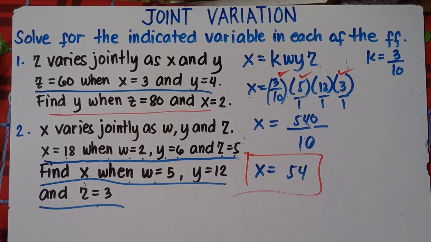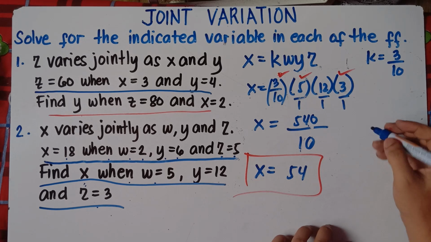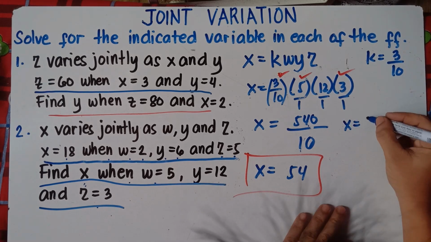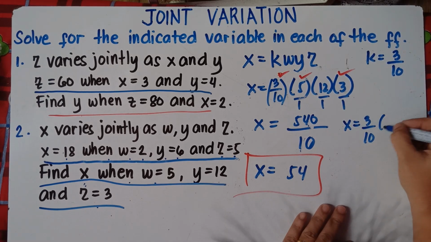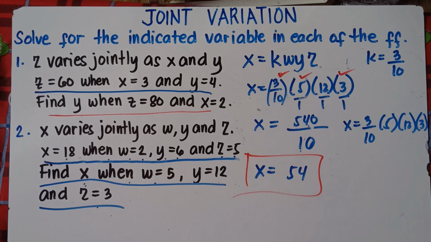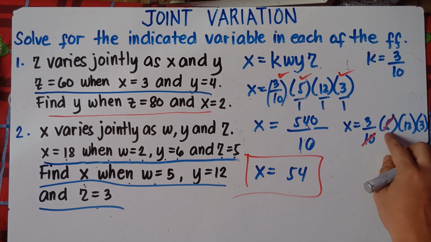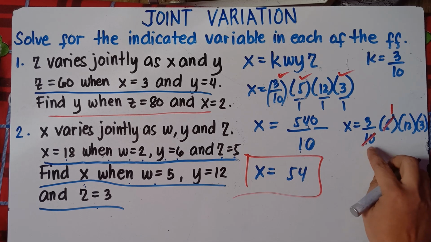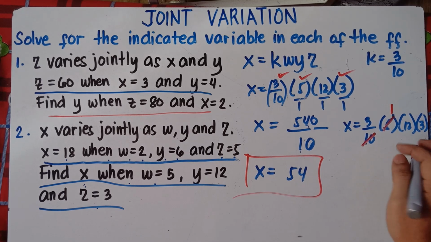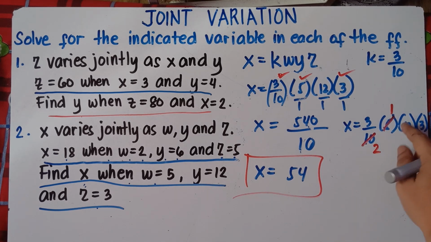Now, the second solution, class. What will be the second solution, sir? So, x equals 3 over 10 times 5 times 12 times 3. You can actually cancel this out, class, 5 and 10. You can divide 5 divided by 5, that is 1. 10 divided by 5, that is 2. So instead of 10, we reduce it to 2.